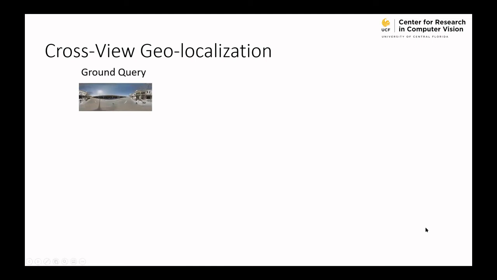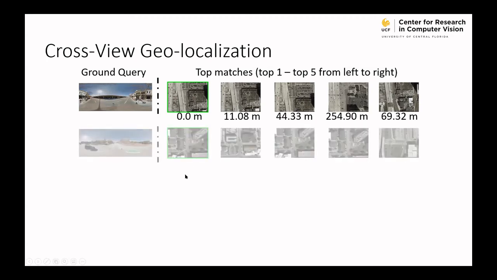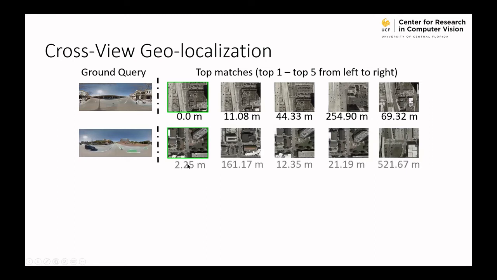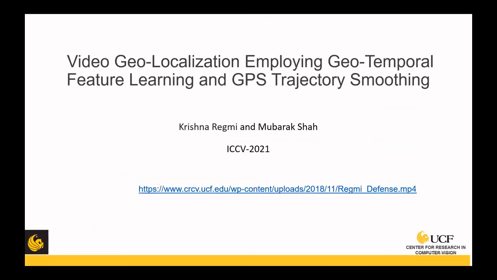So say this is a ground query, and we find out that from the aerial, this matches with this, which is even hard for humans. And these are top 5 matches. And actually, this is within 0 meter, we can geolocalize. This is the exact match. This one is another match. This is within 2 meters, and so on. So that is the cross-view matching and geolocalization.